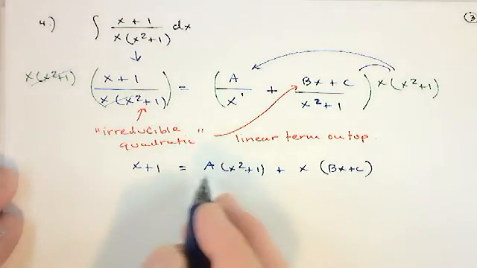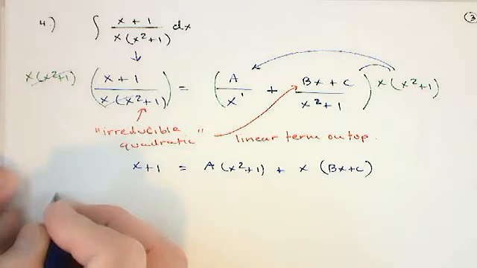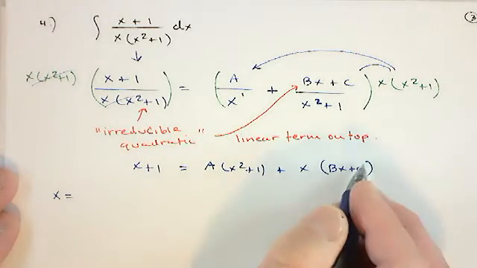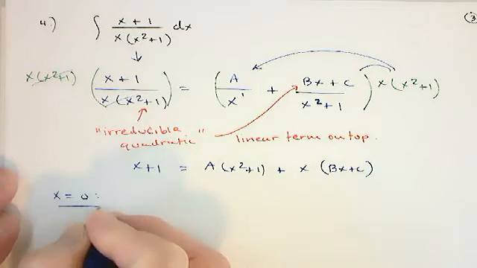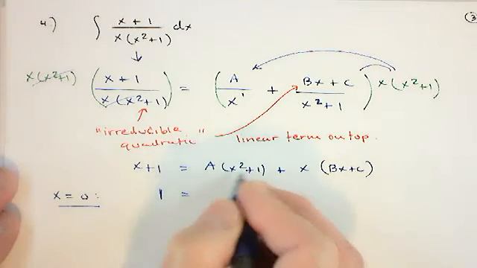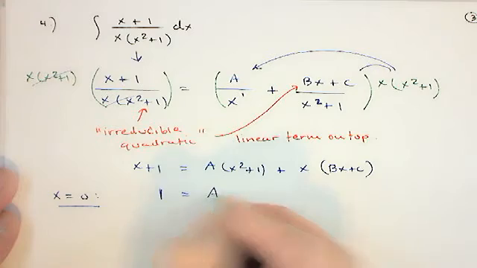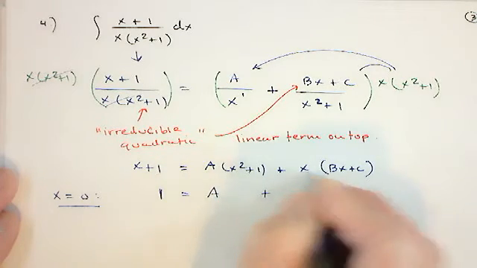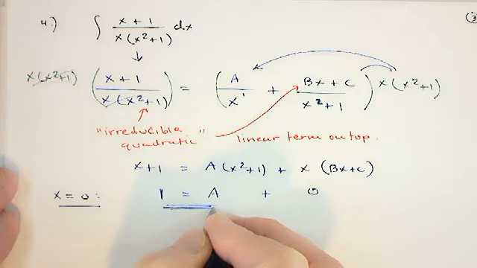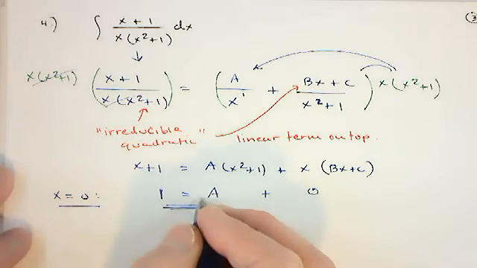Okay. Now I can see, so with what we've been doing so far, I can see one nice value to plug in. Remember, we like to pick things that are going to wipe out terms. If I let x be 0, I can see that 1 times 0 squared plus 1, so that's just 1 equals a. And because this is 0, 0 times the rest of this would make that 0. So I've got one of my letters. A is 0. A is 1. I'm sorry, A is 1.